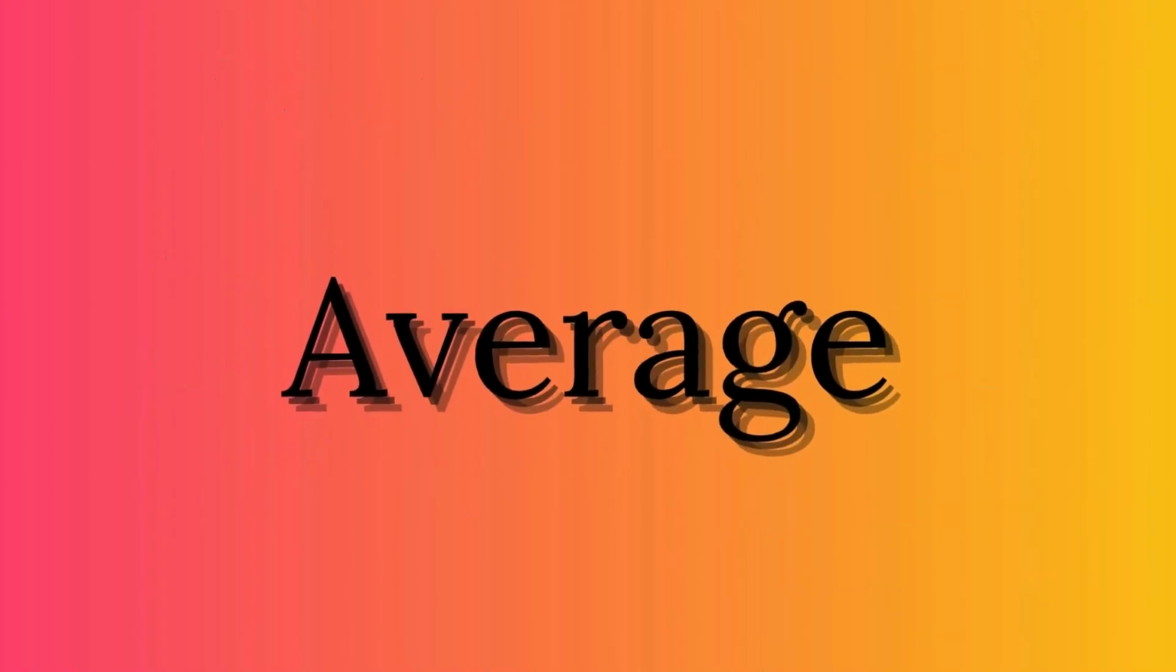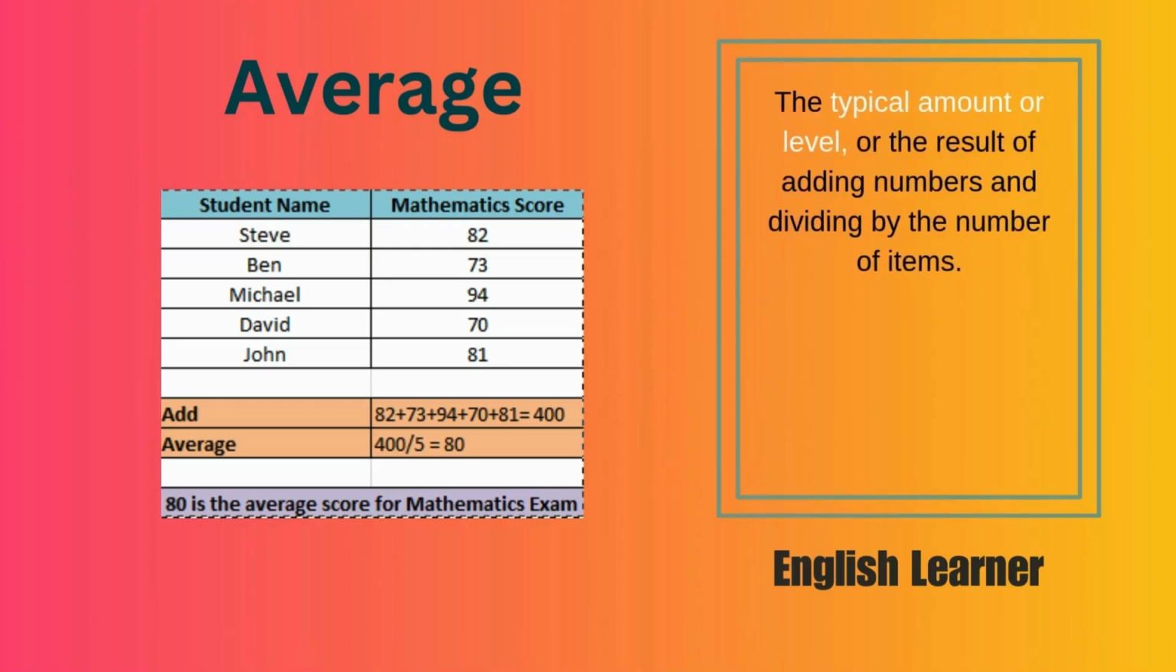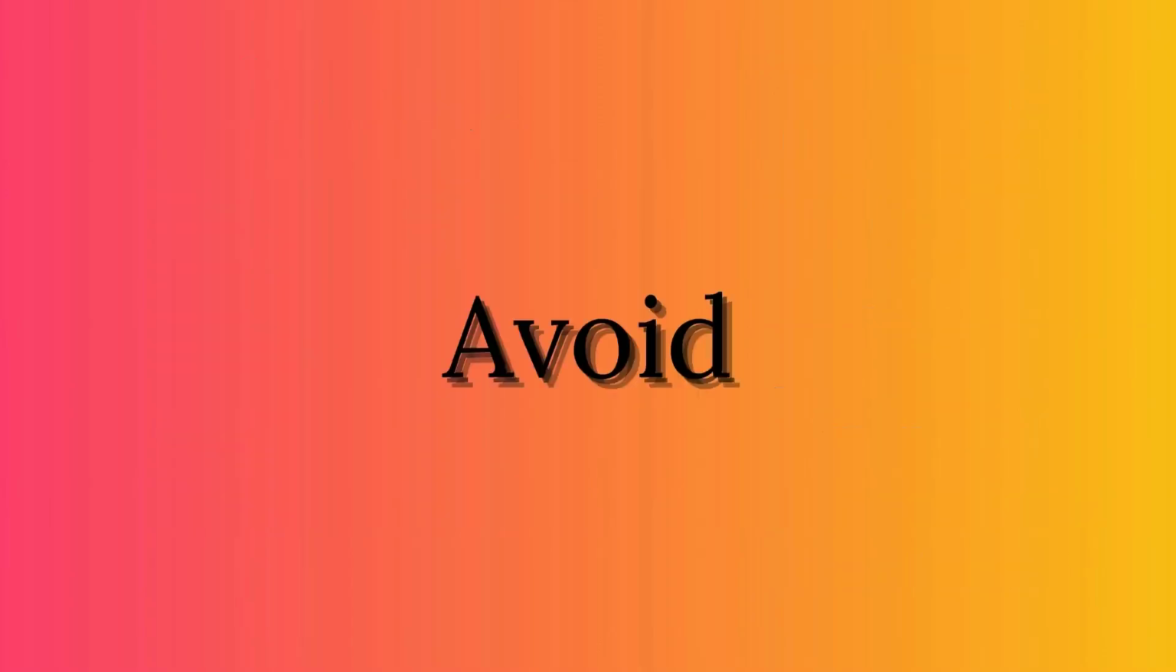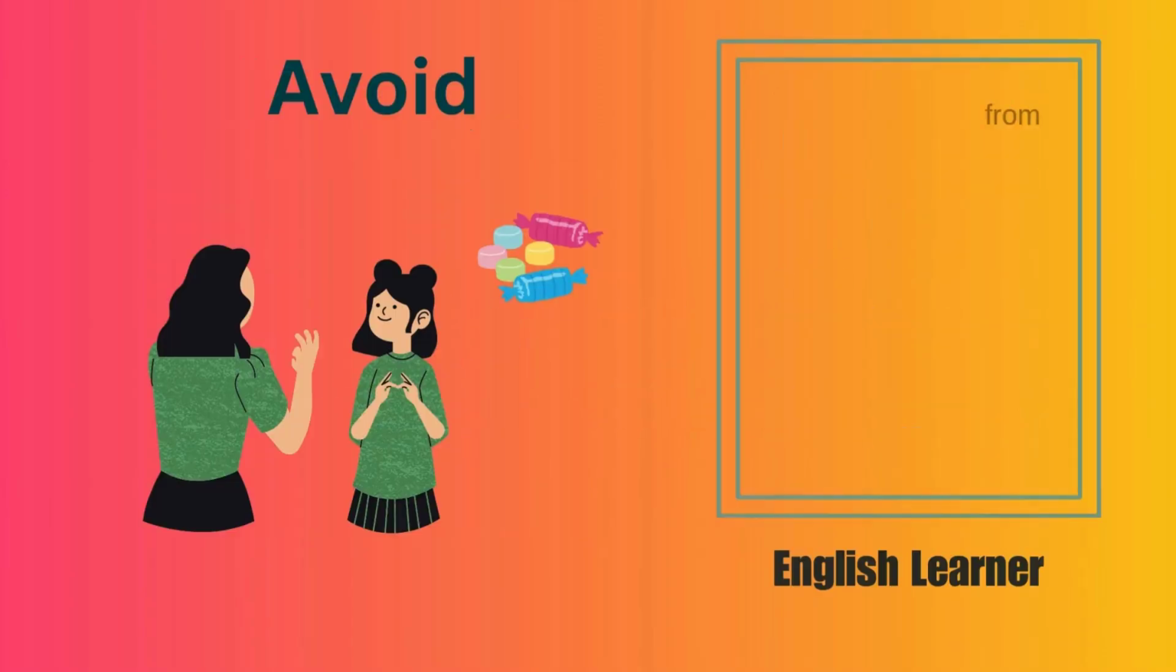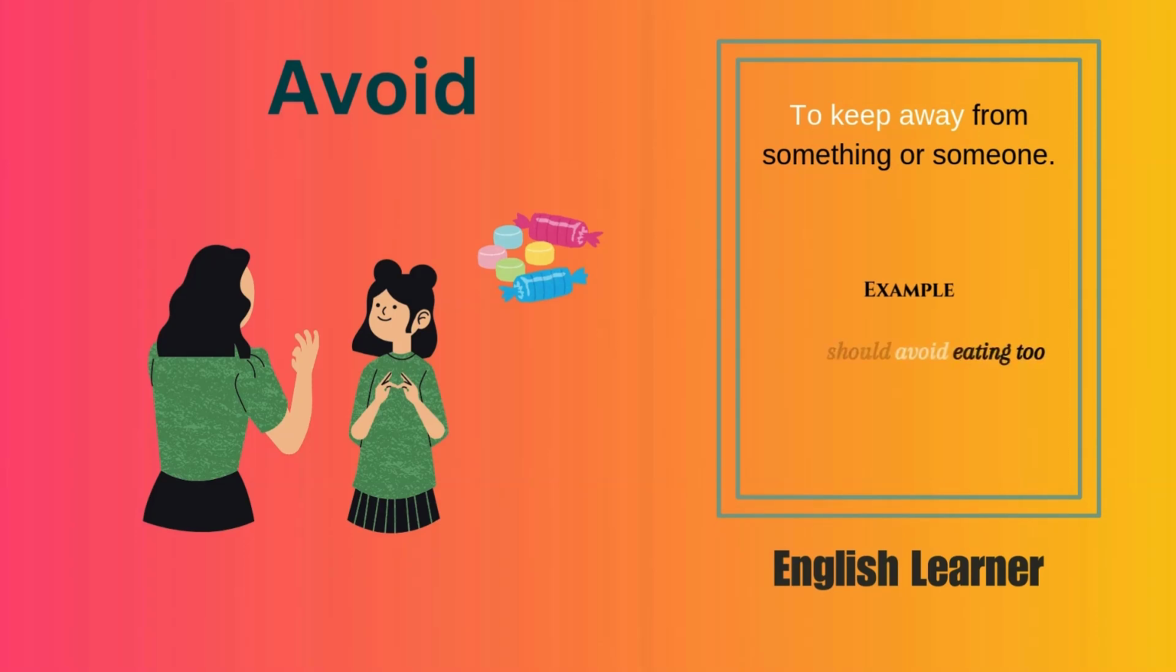Average. The typical amount or level, or the result of adding numbers and dividing by the number of items. Example. The average score on the test was 80 out of 100. Avoid. To keep away from something or someone. Example. We should avoid eating too much candy.